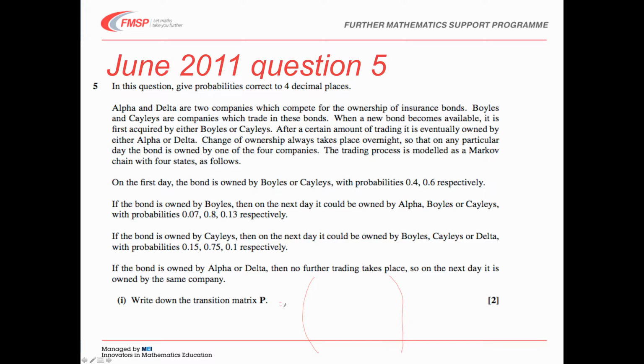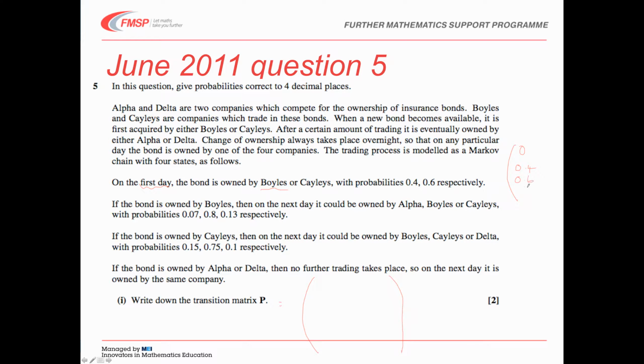Alpha and Delta are 2 companies which compete for the ownership. Boyles and Cayley is a company which trades. When a new bond becomes available, it's first acquired by either Boyles or Cayley. After a certain amount of trading, it's eventually owned by Alpha or Delta. The change of ownership takes place overnight, and so on. On the first day, the bond is owned by Boyles or Cayley with probability 0.4, 0.6. So that gives us our initial state that we're going to be using.